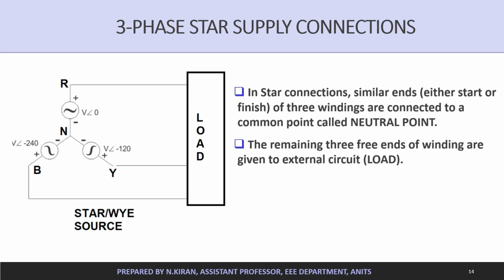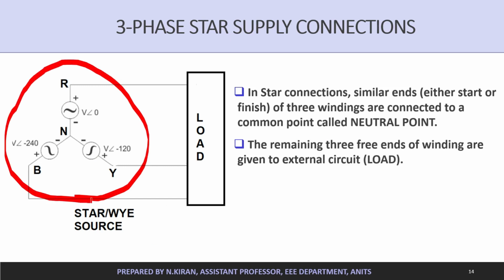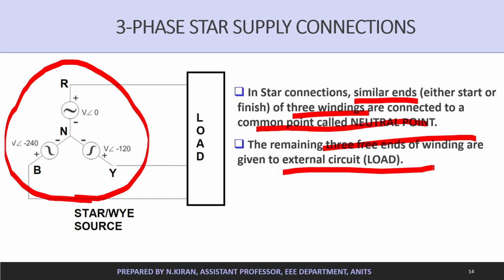So, three phase star supply connection. The supply side is here connected in the form of star, and we know that in a star connection, the similar ends of the three windings are connected to a common point called neutral, and the remaining three ends of the winding are generally connected to the external circuit, that is the load.